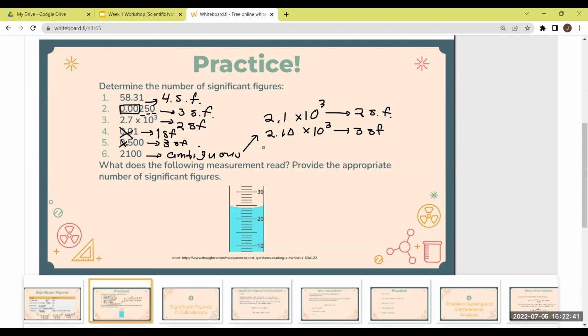And we can also write this as 2.100 times 10 to the 3. And then that'll be 4 significant figures.